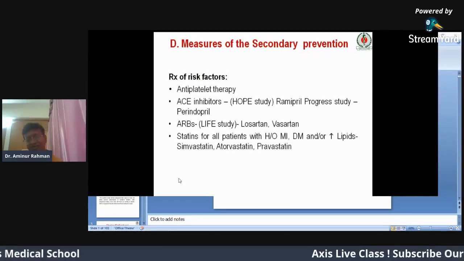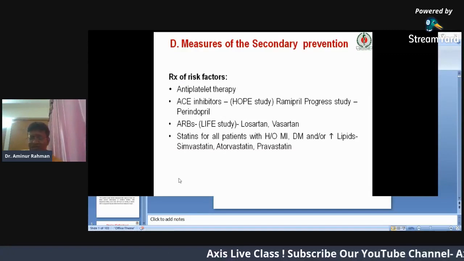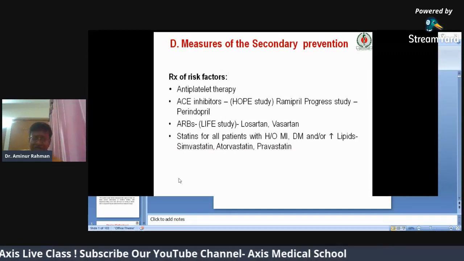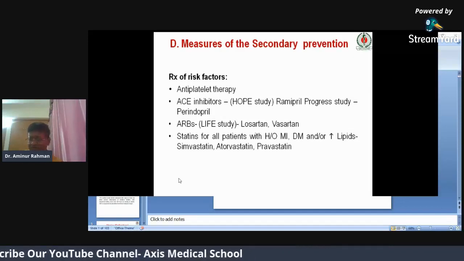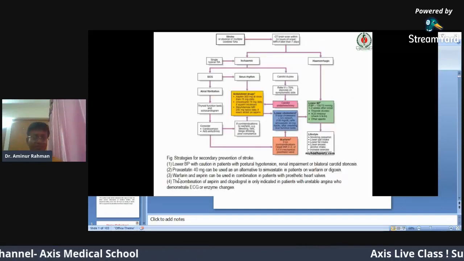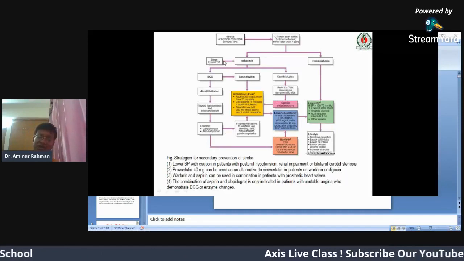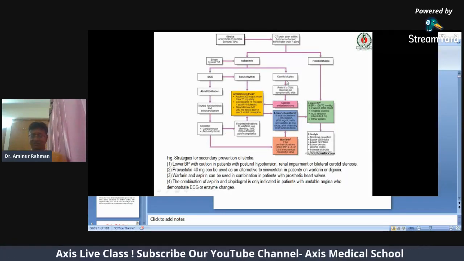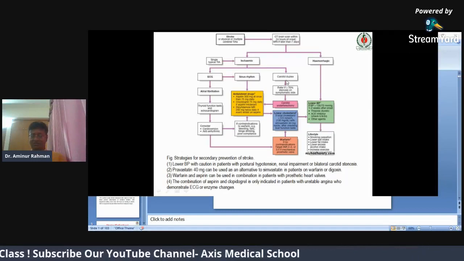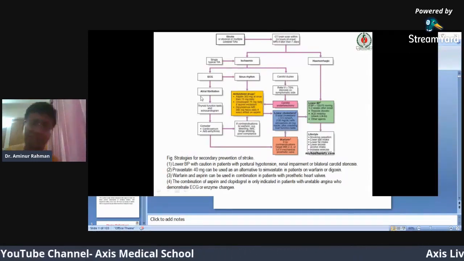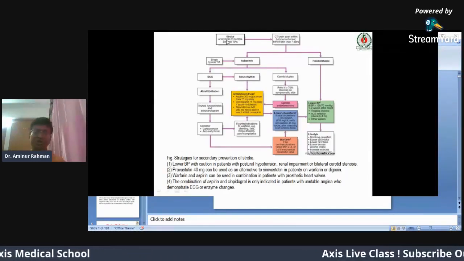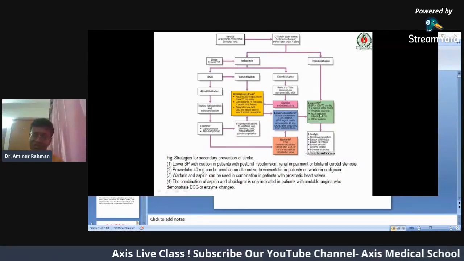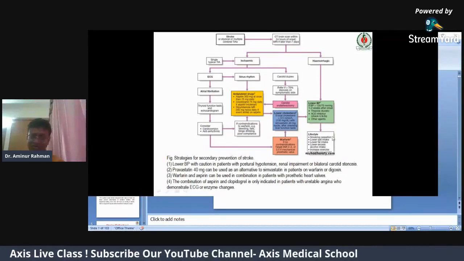What are the secondary preventions? Assessing risk factors, antiplatelet therapy, ACE inhibitor, ARB, and statin for all patients. You see, there is another flow diagram from your textbook. A stroke, go for a CT scan. If it is hemorrhagic, treatment is to lower BP, and lifestyle modification.